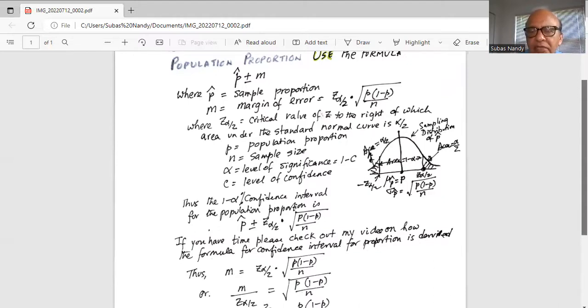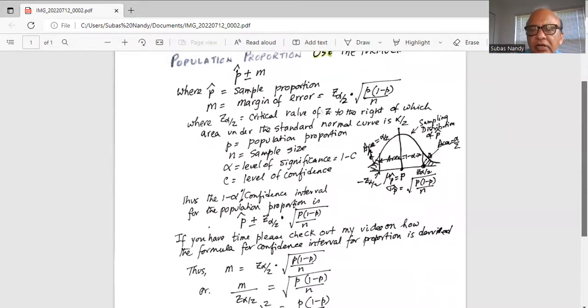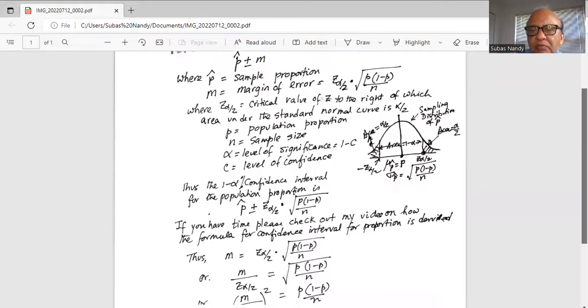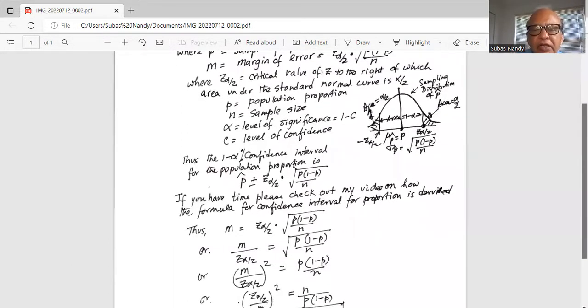The term inside the square root, P times 1 minus P divided by N, is the standard deviation of the sampling distribution of P hat. And the center of the sampling distribution of P hat, mu P hat, is equal to P, which is the mean. Now we know margin of error is equal to Z alpha by 2 multiplied by square root of P times 1 minus P divided by N.